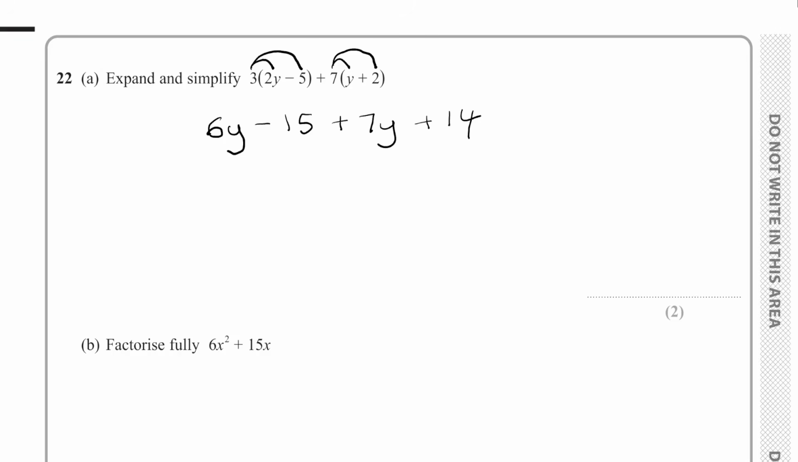So that's expanded. Simplifying, we're going to add the things that are the same. So we've got 6y and 7y, which is 13y. And we're taking the sign from in front of the term. So this is negative 15 plus 14. Negative 15 plus 14 is negative 1. So we've got 13y minus 1.